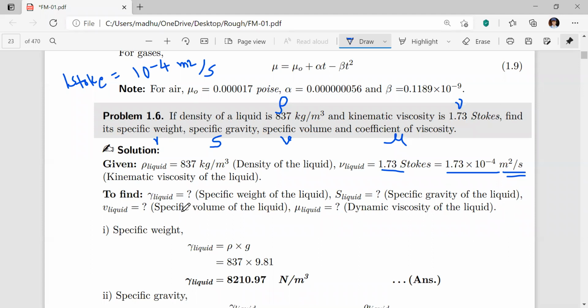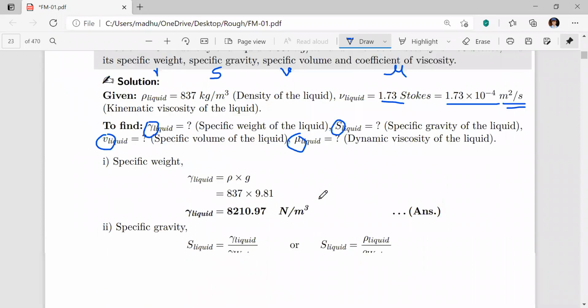Then first, what do we find? Specific weight. Specific weight means gamma liquid. So gamma is the letter used for the specific weight. Gamma liquid you have to find. Next, specific gravity, capital S. Next, specific volume, small v. Coefficient of viscosity, mu. Four terms to find.